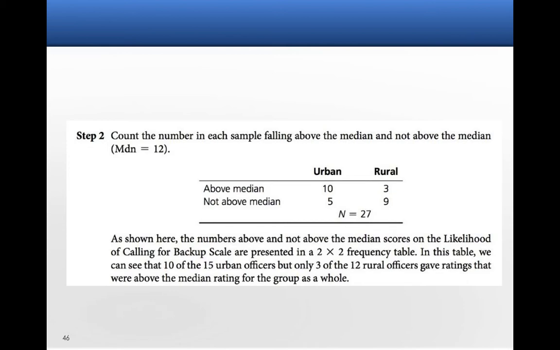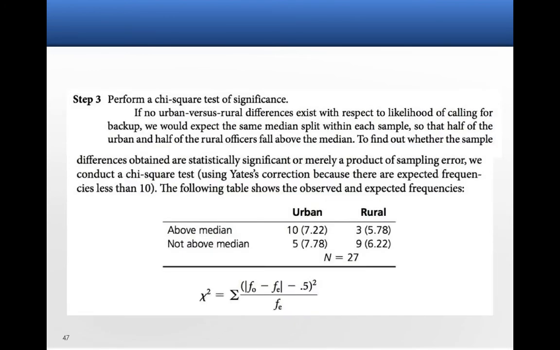above the median, okay? So in urban, there's 10 scores above the median, and in rural, 3. And in urban, 5 scores below, and in rural, 9 scores below. Okay? Now we're going to do a chi-square test of significance.